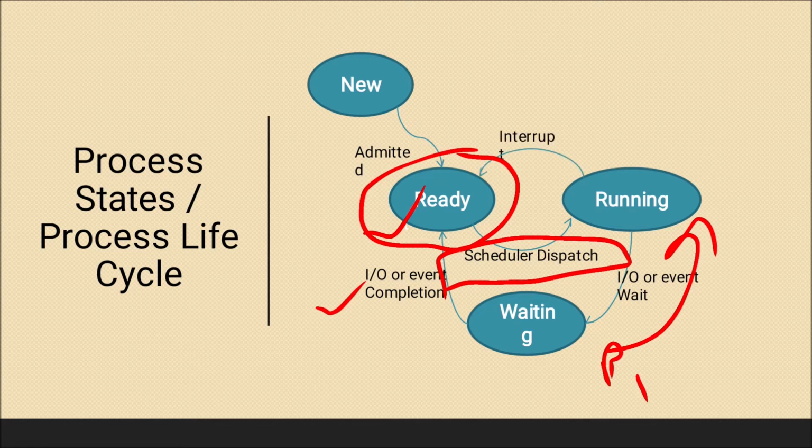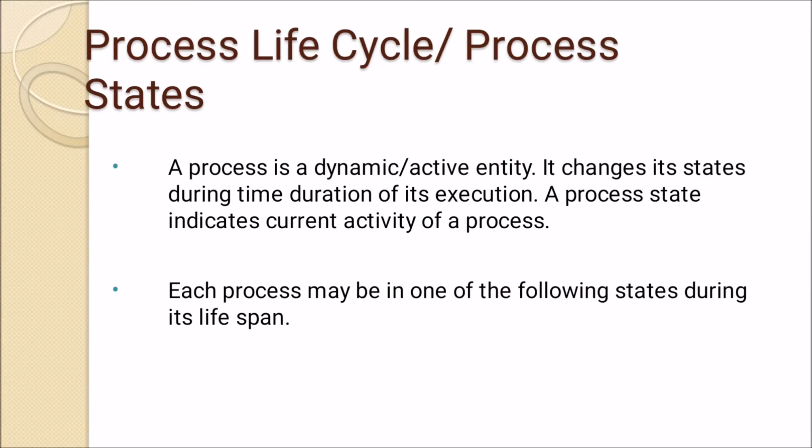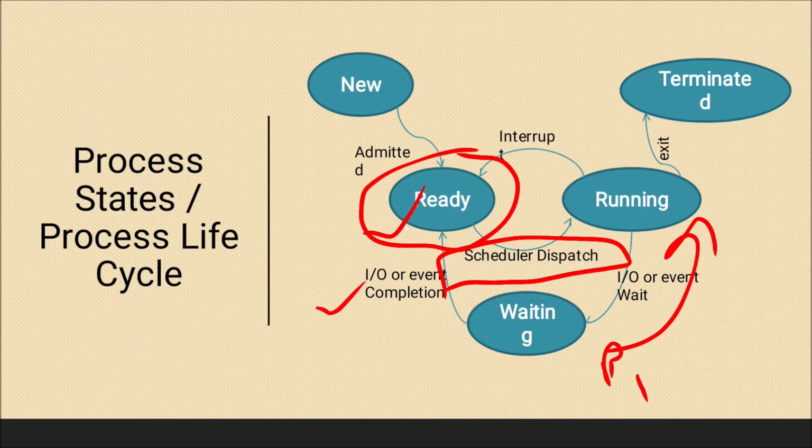Now, if any interrupt occurs in the running state of the process, it will go into the ready state. And at the end, when the process is complete or finished, it goes into the terminated state. So this is the whole process of how a process life cycle actually works.